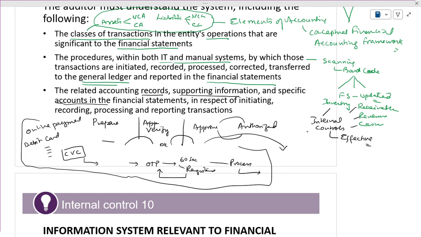Those controls are effective controls. We are going to cover this with respect to any goods received, and whenever we make sales, goods delivered. When you are receiving the goods, there will be procedures. When you are delivering the goods, there will be procedures. That much we are going to work out.